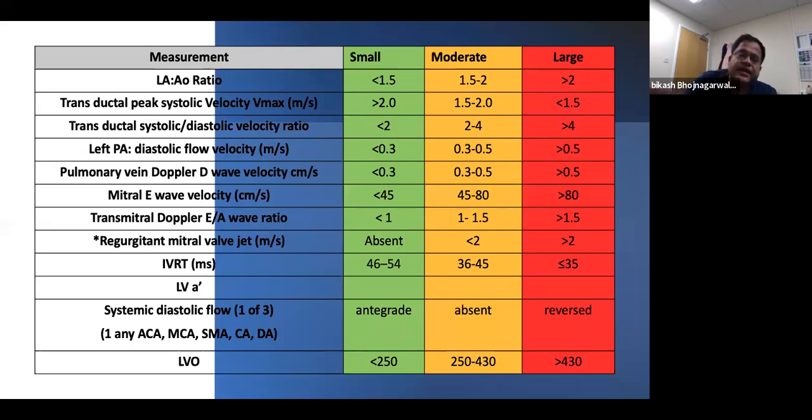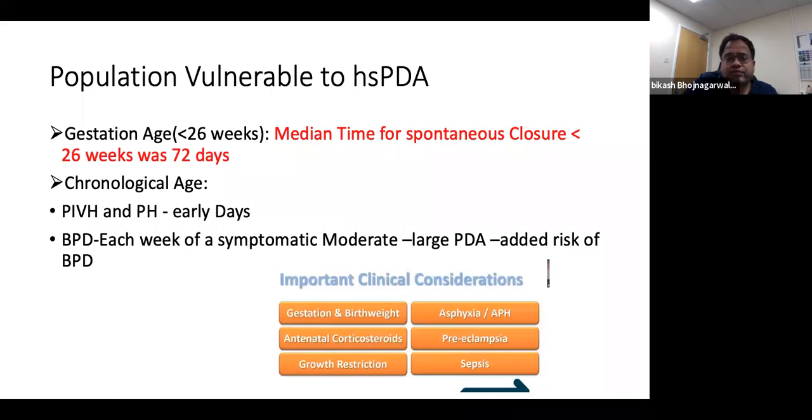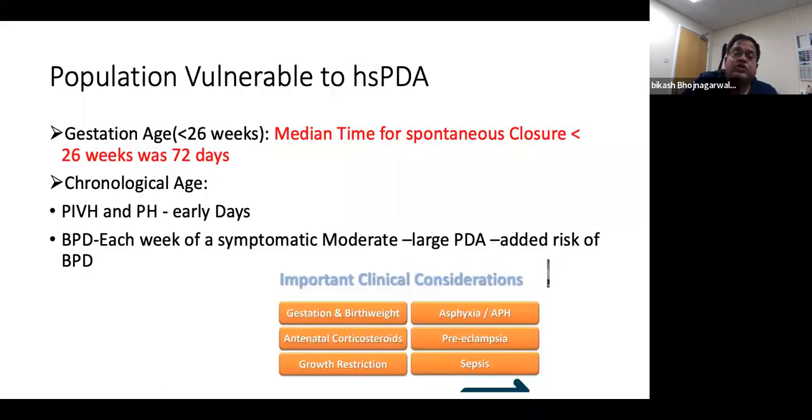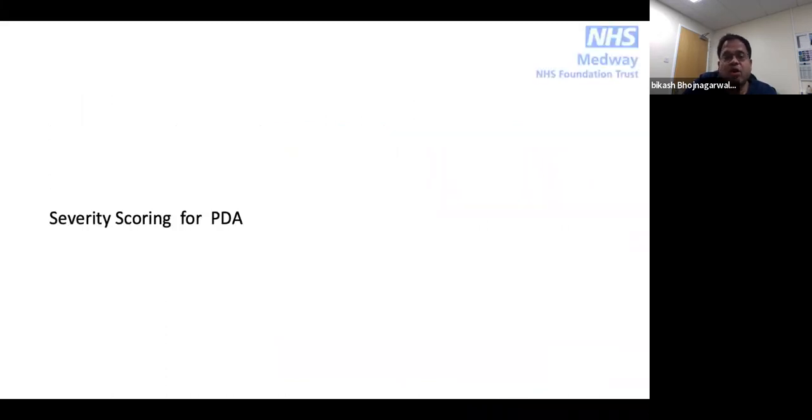So again, in summary, these are the various parameters which we use to quantify shunt volume, pulmonary overflow, and diastolic functions. Also mentioned to you is the clinical characteristic of babies. We should always consider the population at risk and the babies who are at high risk of having BPD. We mentioned that babies who had less than 26 weeks of gestation are at significant risk of BPD because they are exposed to the duct for a long period of time, and the median age of closure is much longer.